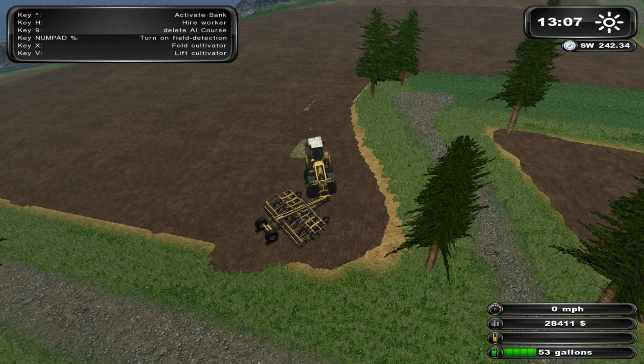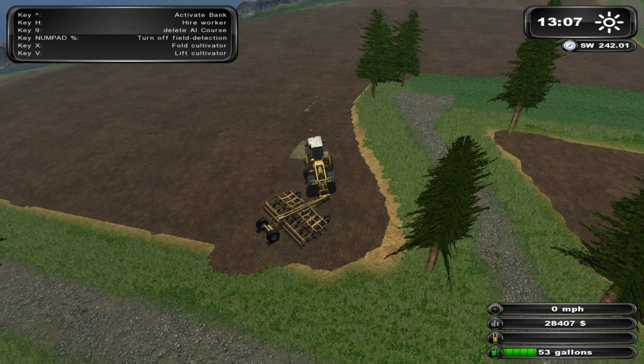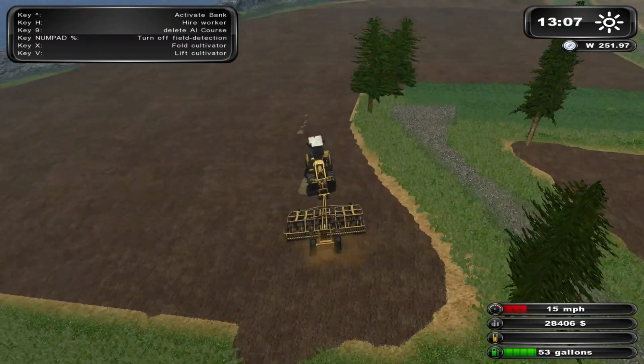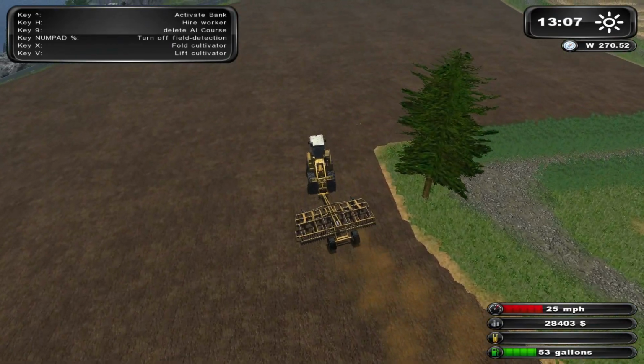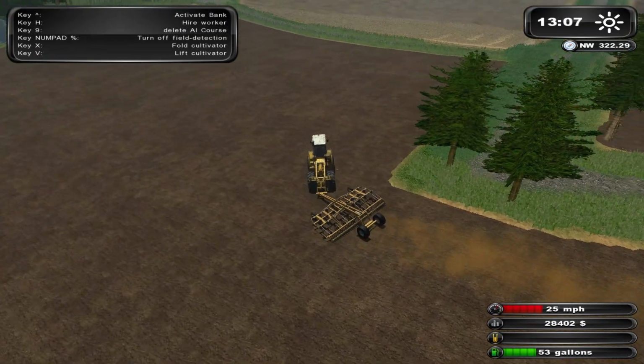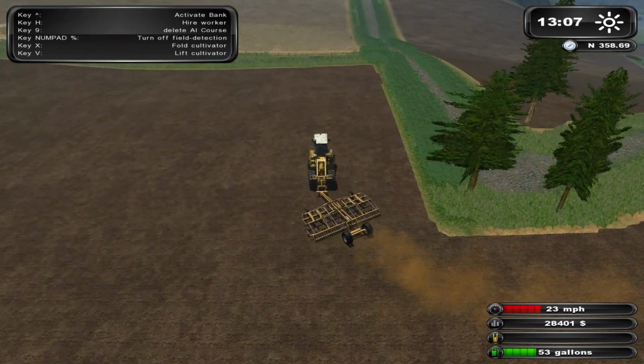Turn number pad percent. No, it's a number. It's the slash. Okay, I just took a bite out of the corner of the field. I must have hit slash accidentally. Don't know how that happened, but it did.